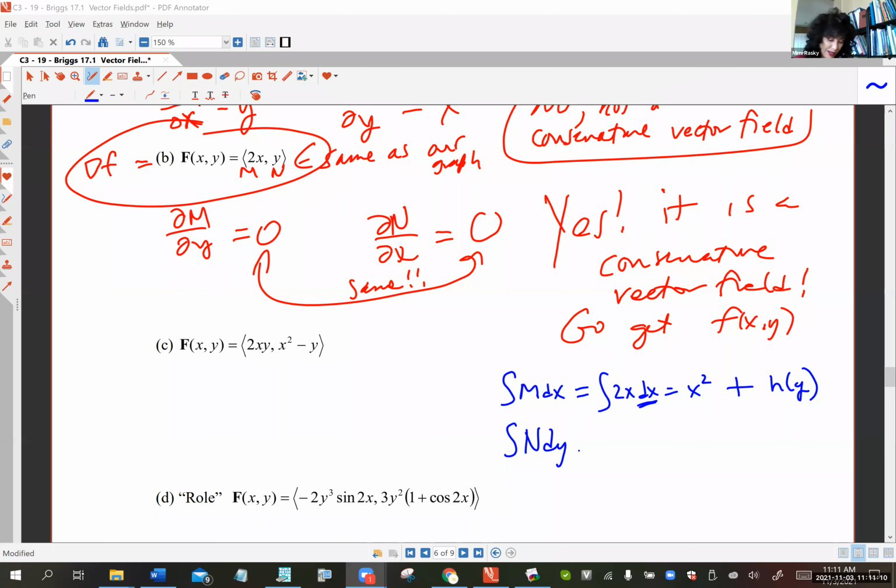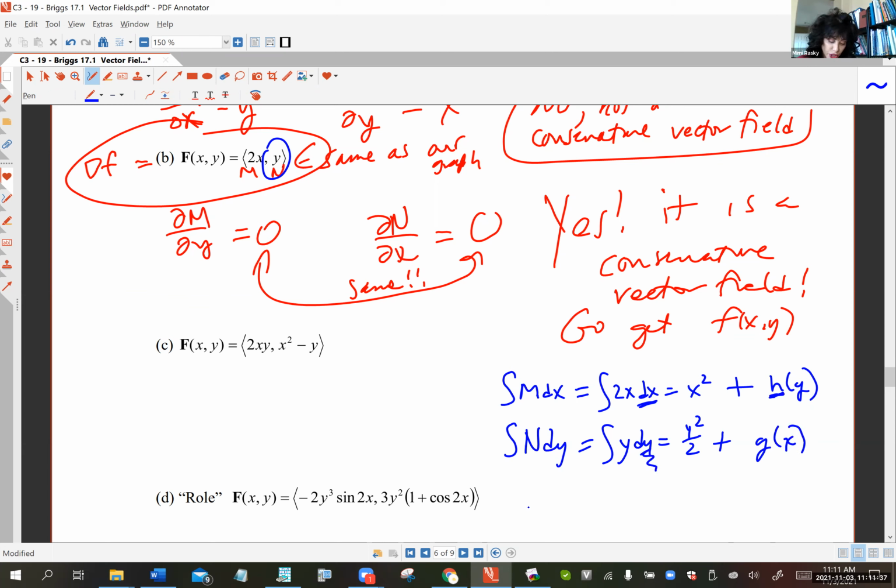Okay, so we're going to integrate n, which for this one is y, dy, and that's easy because that's just y squared over 2. But plus extra junk. So what's the extra junk? It's some other function, and you have to use a different letter, so don't use h again because you already used h. I'll dock you a point. We'll use g, and since we're integrating with respect to y, it'll be the other variable, g of x.